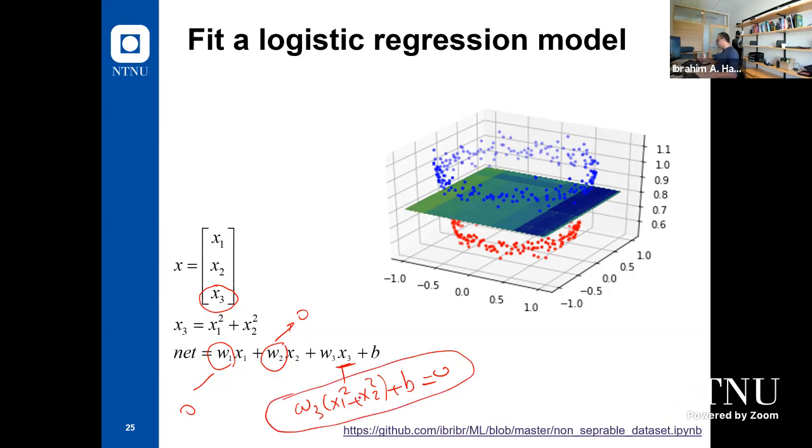Imagine also omega 3 equals 1. If omega 3 equals 1, then this equation will be x1 squared plus x2 squared plus b equals 0, or you can just say it's equal to minus b. In fact, this equation is the equation of a circle. So if you substitute values for x1 and x2, you can plot a circle here. I have this example later on, so we will go to this example very soon.